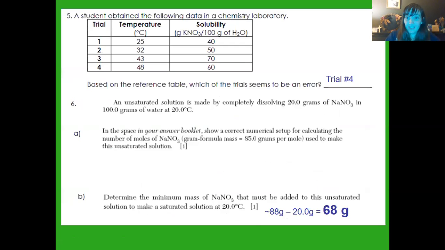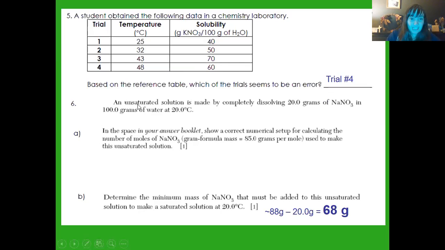On the back, looking at the same reference table, we're trying to figure out which of these trials looks like it was an error. As you look, as the temperature increases, the solubility of this solid, potassium nitrate, gets higher and higher and higher. That makes sense, right? The more you heat the water, the more the water can hold. Until you get to this last trial where all of a sudden it can't hold as much. That seems to be an error. It does not fit the pattern. So that would be trial 4.